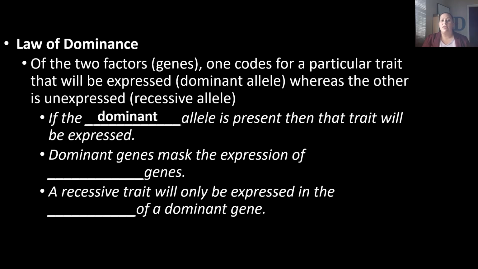The dominant gene, though, can mask the expression of the recessive. Now, this doesn't mean you'll never see the recessive. It just means that if a dominant is there, it's going to hide it. But a recessive trait can only be expressed and seen if the dominant gene is absent. So if the dominant gene is not present and we have 2 of the recessive, you will see that recessive trait. But if the dominant is there, you're going to see the dominant trait. This is what the law of dominance says.